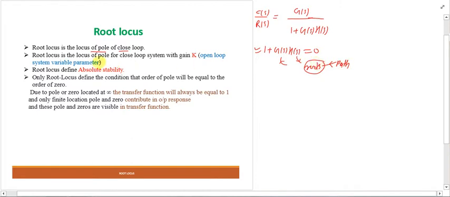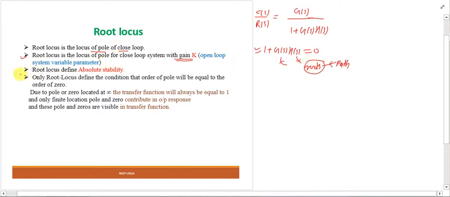Now the second point: root locus is the locus of the poles of the closed loop system with gain k. Means if you change the gain of the system, then the values of these roots change, and the path followed by these roots is known as the root locus.